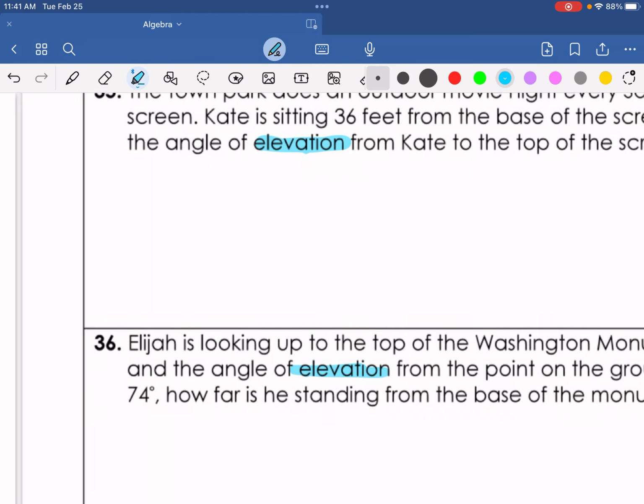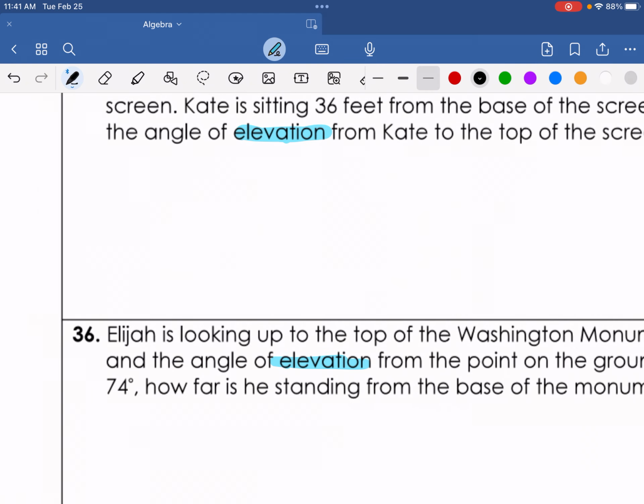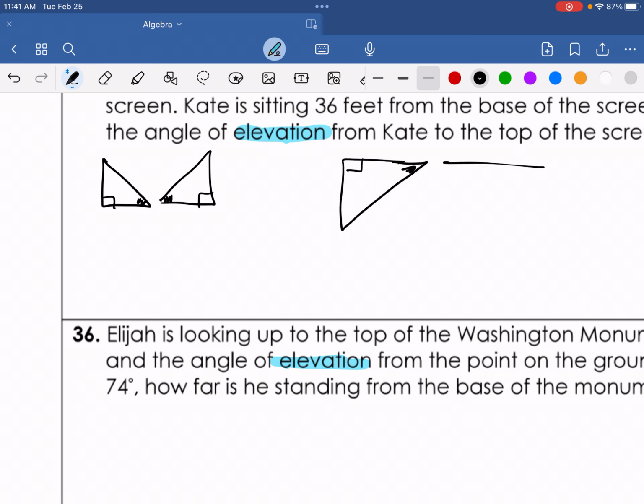Okay, when it says elevation, it means that you have a right triangle. So there's only two ways you draw a triangle. Elevation is like this, because the 90 is on the bottom and the degree goes in the corner. An angle of depression is when the 90 is at the top and the degree is at the top. So like that. Okay, elevation, these two, and this is depression.